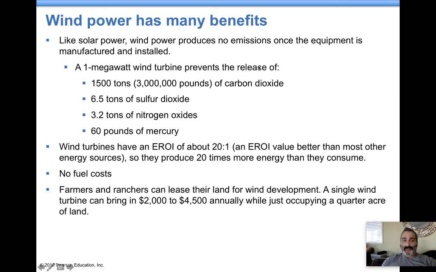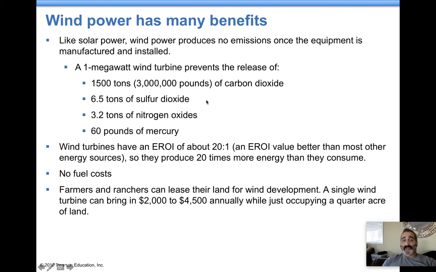All right, comparing it to fossil fuels. In energy production, if you're comparing it to a fossil fuel that's producing the same amount of energy, 1,500 tons of CO2 will not be released. Tons, 1 ton is 2,000 pounds. So let's give it to you in pounds. 3 million pounds of carbon dioxide. That's crazy if you really think about that. That's one wind turbine.